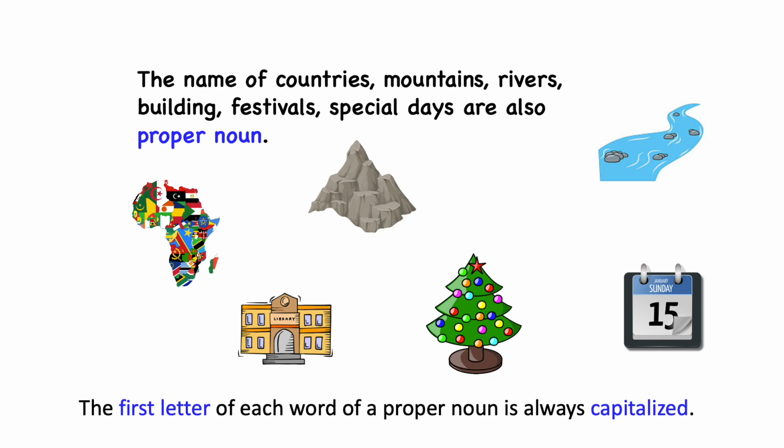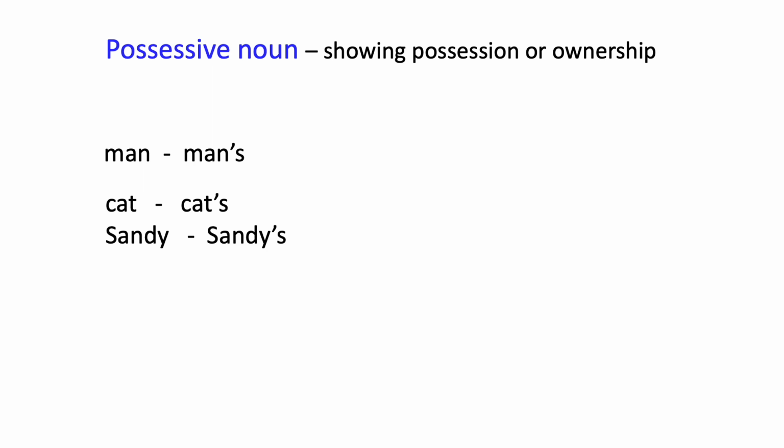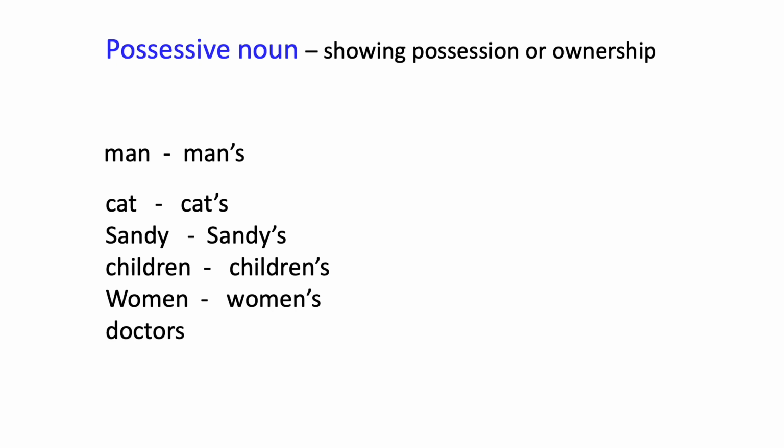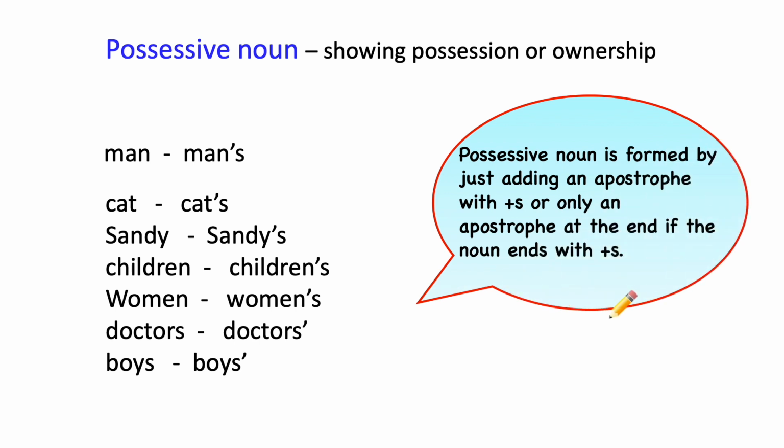Now let's learn about another type of noun. Possessive noun. A possessive noun shows possession or ownership. Like man, it would show possession by saying man's, like man's car. The car is owned by the man. Same for the others: cat's, Sandy's, children's, woman's, doctor's, boys'. Remember that a possessive noun is formed by just adding an apostrophe with S, or only an apostrophe at the end if the noun already ends with S.